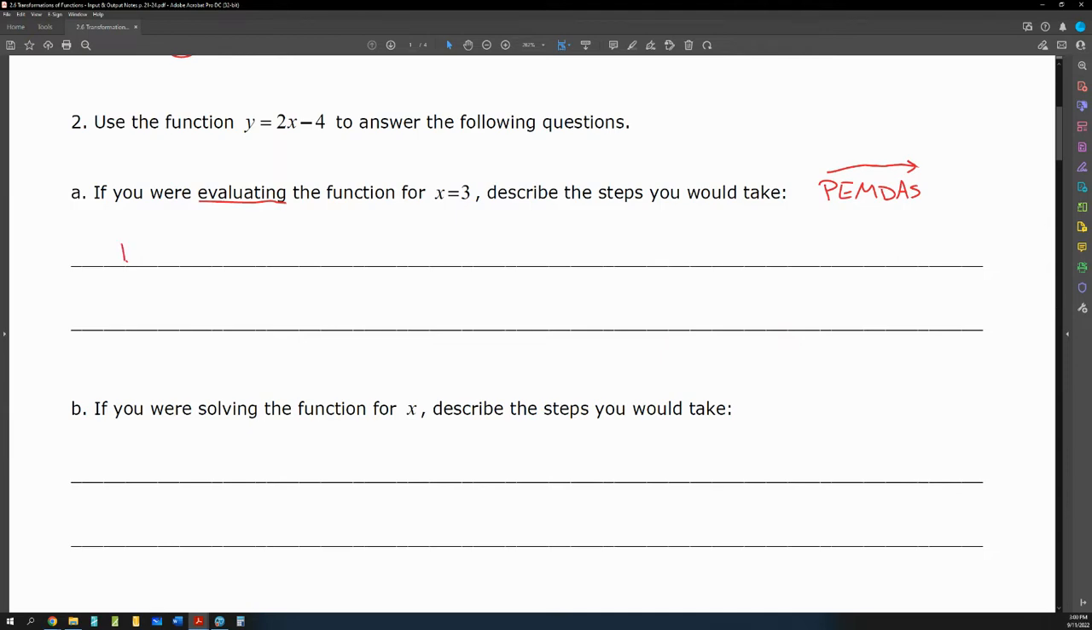So in order to evaluate this function, our first step would be to multiply 3 by 2. Right? When we plug in 3 in for x, we're going to first multiply it by 2, and then our second step is to subtract 4 from the result.